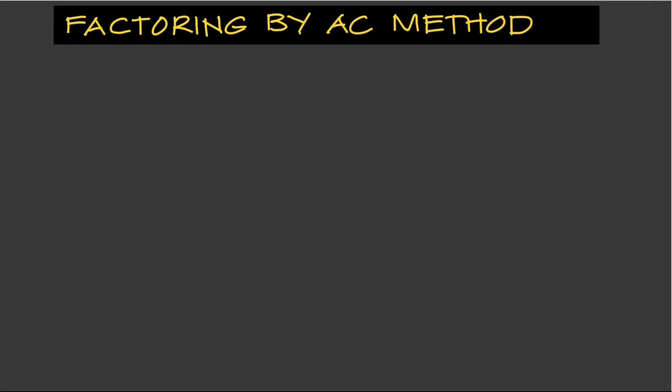Let's learn factoring by the AC method. So what is the AC method? The AC method is a method of factoring trinomials in the form of ax squared plus bx plus c. It forms an alternative to the guessing method. It's somewhat similar to trial and error.